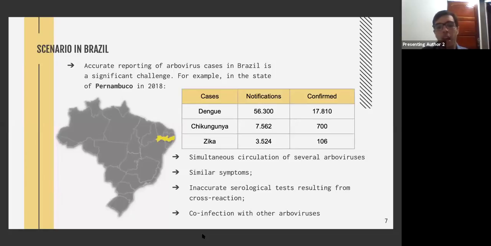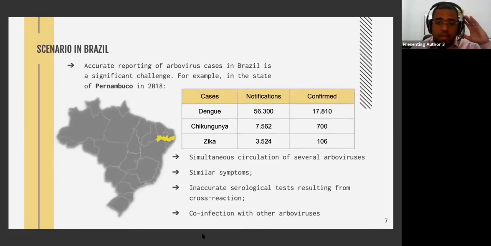We can see that less than half of the case notifications in Pernambuco were confirmed as arbovirus. The causes were, for example, simultaneous circulation of several arboviruses, similar symptoms between these three diseases, clinical serological tests resulting in cross-reaction because of the technical limitations we mentioned, and co-infection with other arboviruses. These are the numbers that show the problem itself in Brazil.